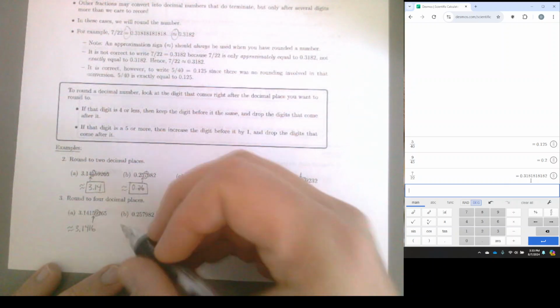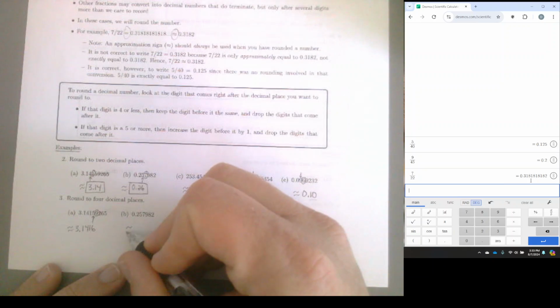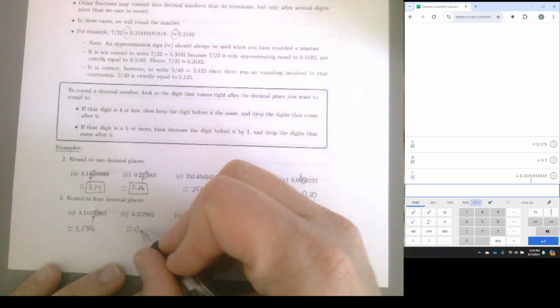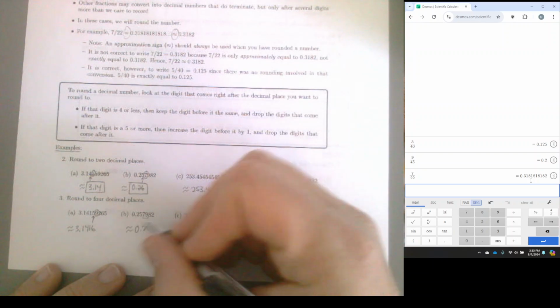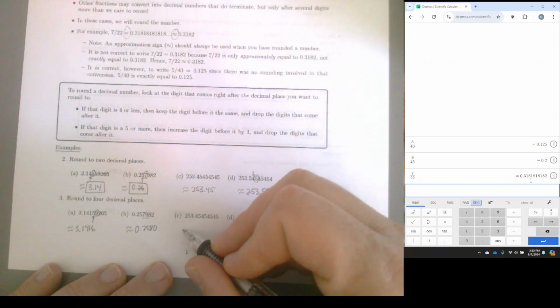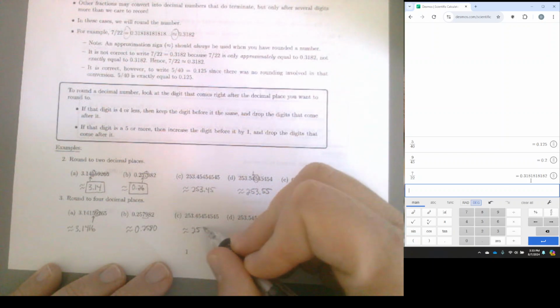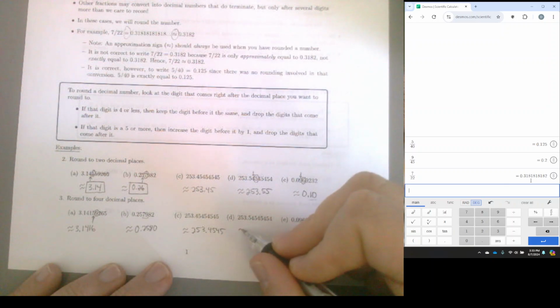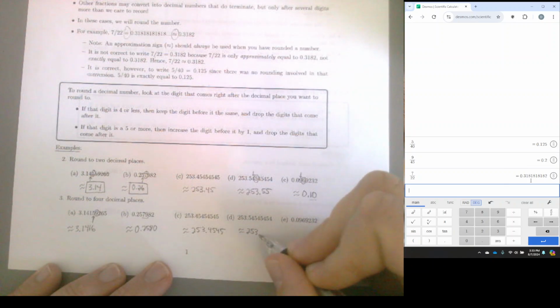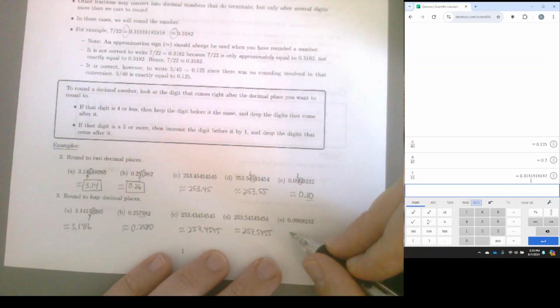Here are my answers. So this one should be about 0.2580. The 79 has to go up to an 80. Okay, this one would be about 253.4545. This one would be about 253.5455. And this one would be about 0.0969. Okay.